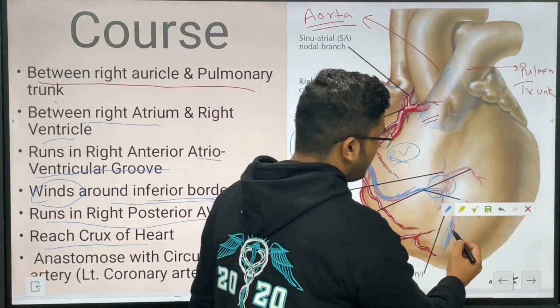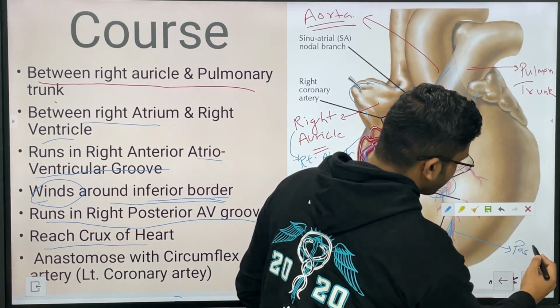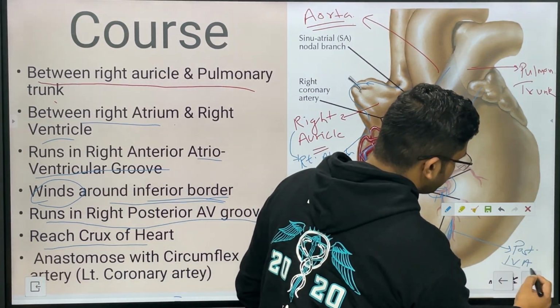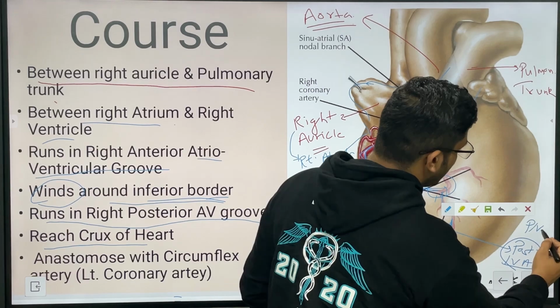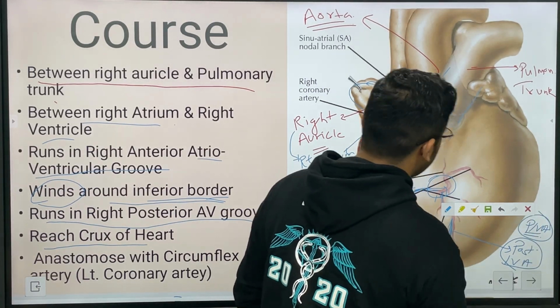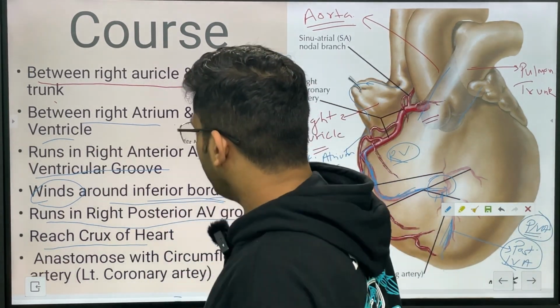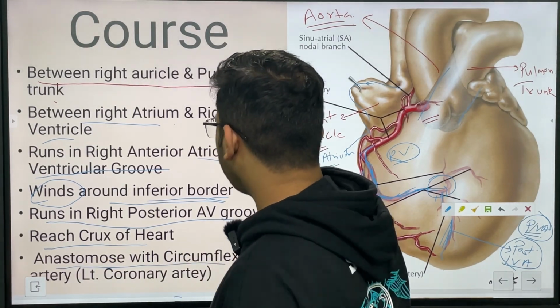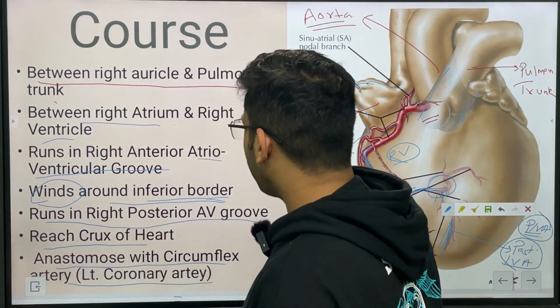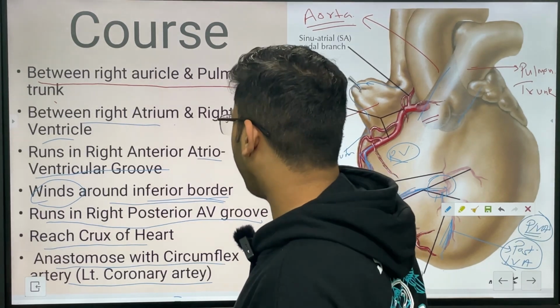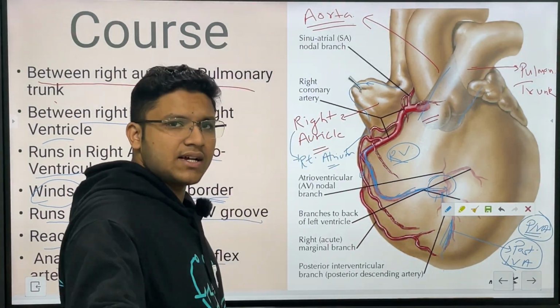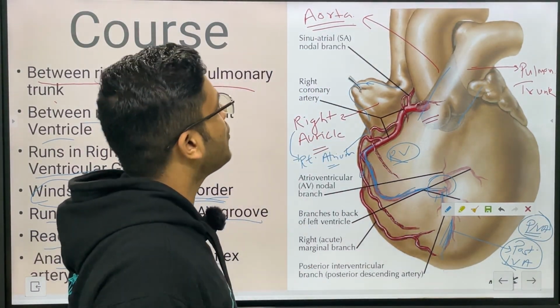So it got the name posterior interventricular artery, PIVA, which is a very important artery which we will discuss later. It anastomoses with the circumflex artery, which is the branch of the left coronary artery. This we will discuss when we discuss the left coronary artery.